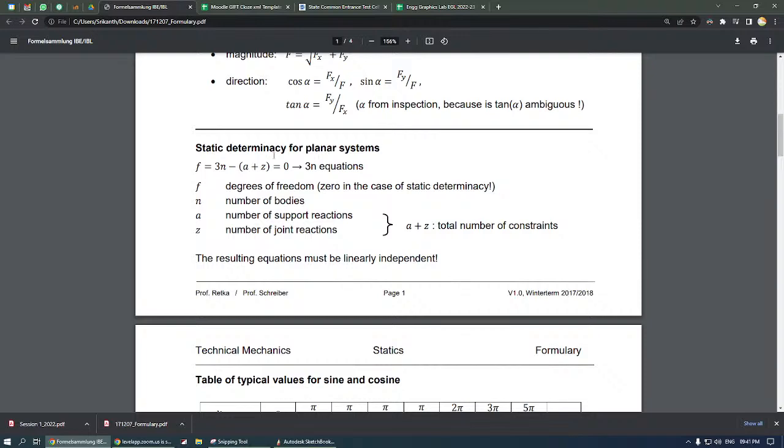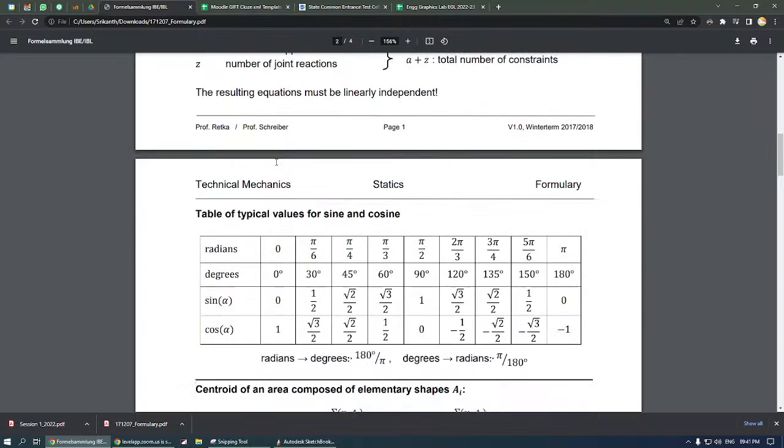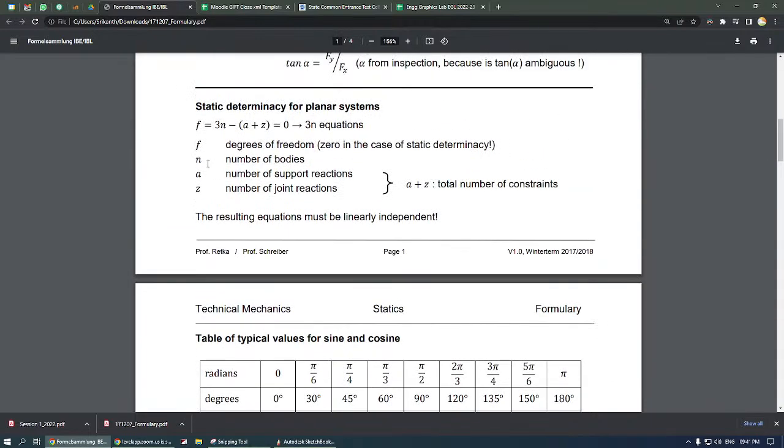What is this? We come across this, but in a slightly different way. I don't know what this is. A and Z, what are A and Z? Support reaction. What do you mean by support reaction? So support reactions.